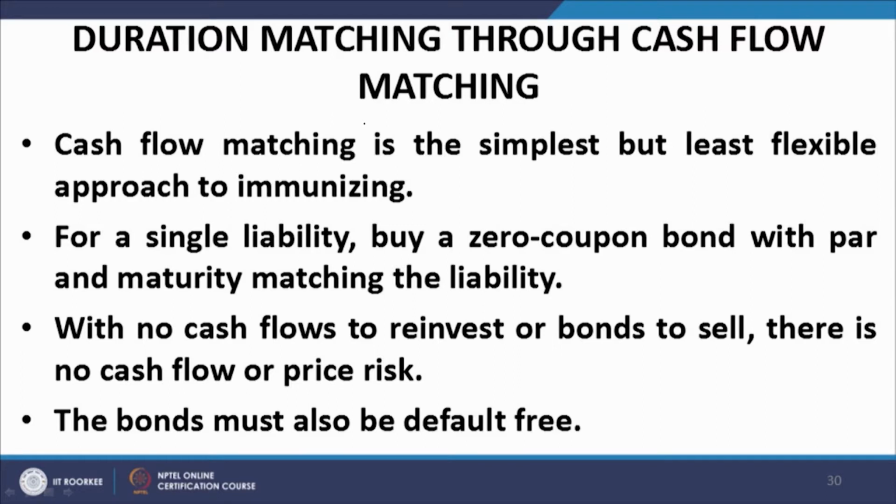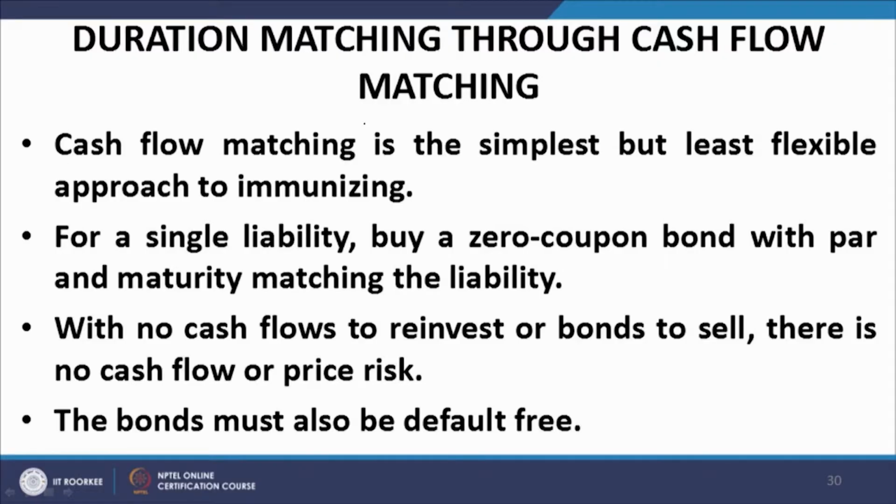So, let us continue. We are talking about immunization of a single liability. Now, the fundamental philosophy when we talk about immunization of a liability is to match the duration of the asset and the liability. Obviously, the most elementary or the obvious method is to match the timing and the magnitude of the cash flows of the asset and liability. That would by immediate implication match the duration of the asset and the liability. So, this is the first approach.